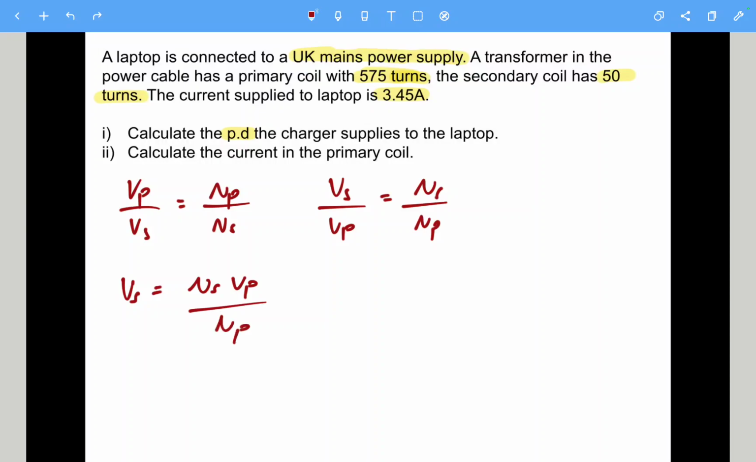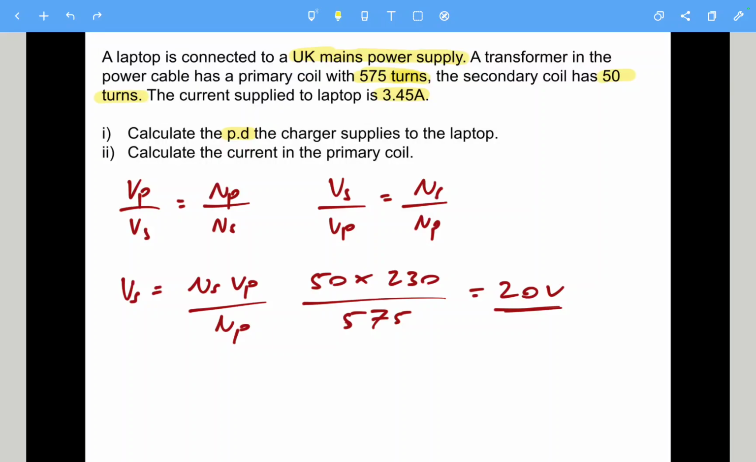So the number of turns on the secondary coil is 50 multiplied by voltage primary. Now it's UK mains power supply, so that's 230 volts. If you got that, really well done. Number of turns on the primary, 575. So that gives us a secondary voltage of 20 volts.